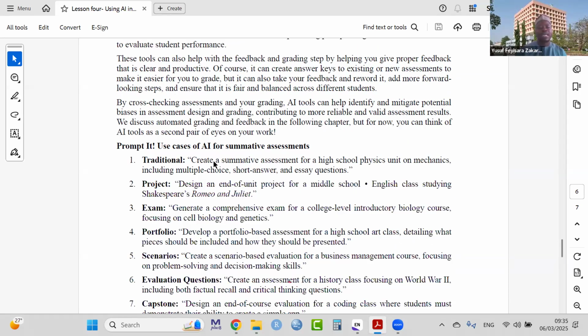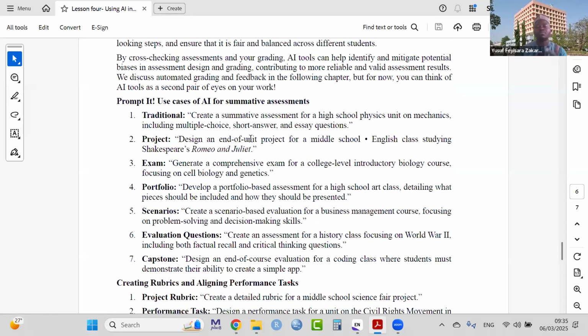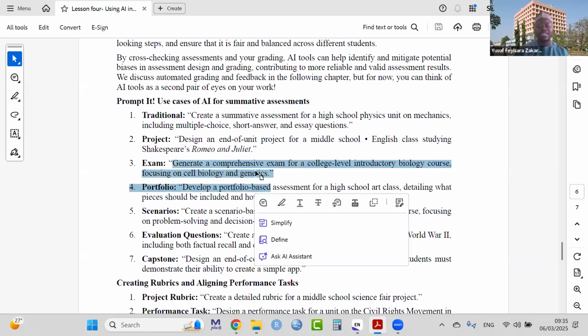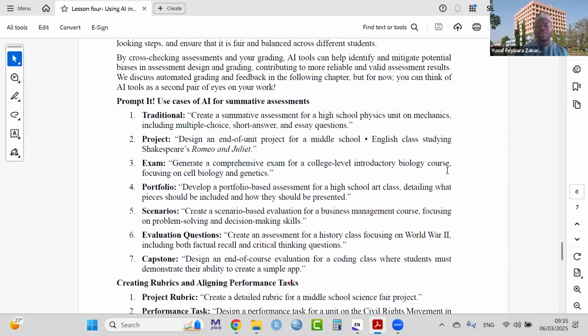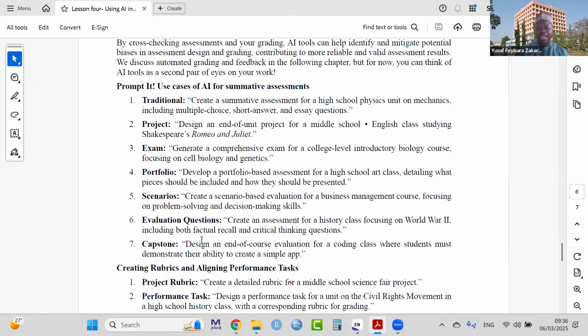So we have some summative assessment opportunities here and some prompts that you can ask AI to build the assessment for you. All right. Look here, I like this exam: generate a comprehensive exam for a college introductory biology course focusing on cell biology and genetics. A comprehensive exam. If you see ChatGPT running this for you and you are fine, just sit down and relax. Okay? And it can be a capstone project at the end of a course.